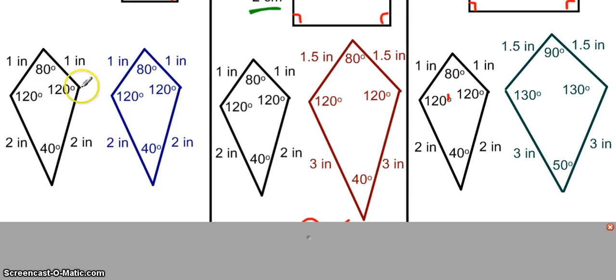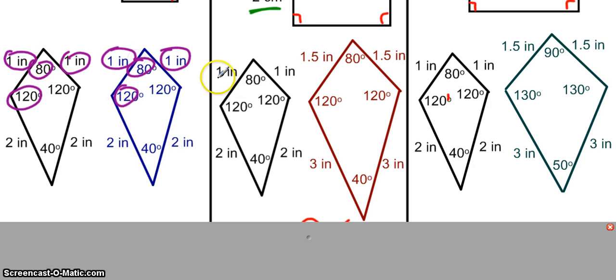So these first two are congruent because they have congruent sides, 1 inch, 1 inch, 1 inch, 1 inch. They're congruent. And congruent angles, 120, 120, 80, 80. Those are congruent. But the similar shape won't have those congruent sides, 1 and 1.5, 2 and 3. They're not congruent, but they are proportional.